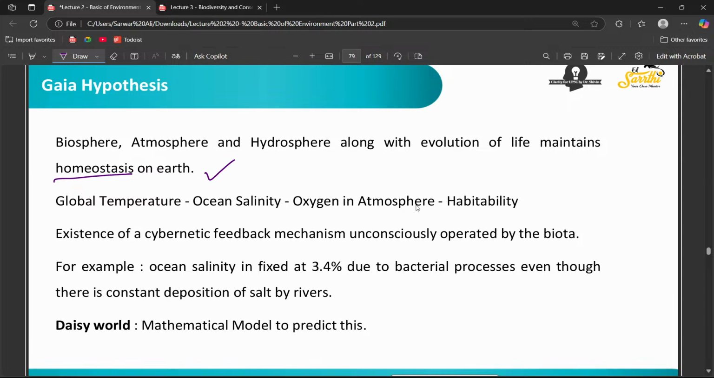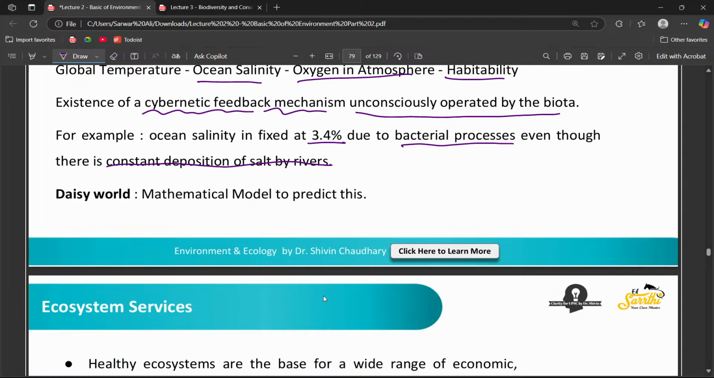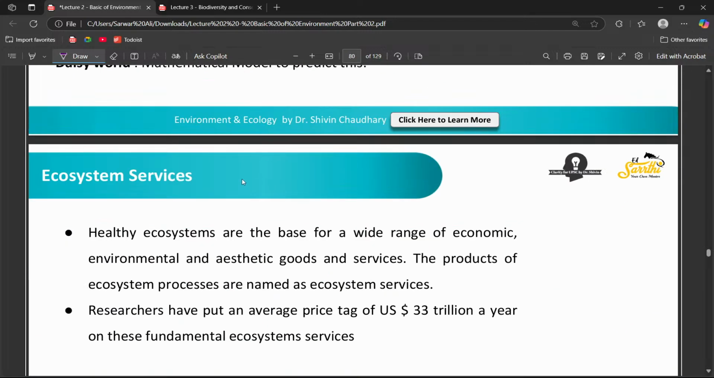Global temperature, ozone, salinity, oxygen in the atmosphere, habitability: the existence of a cybernetic feedback mechanism unconsciously operated by biota. Ocean salinity is fixed at 3.4% due to bacterial processes, even though there is constant deposition of salt by rivers. Daisy World is a mathematical model to prove this.